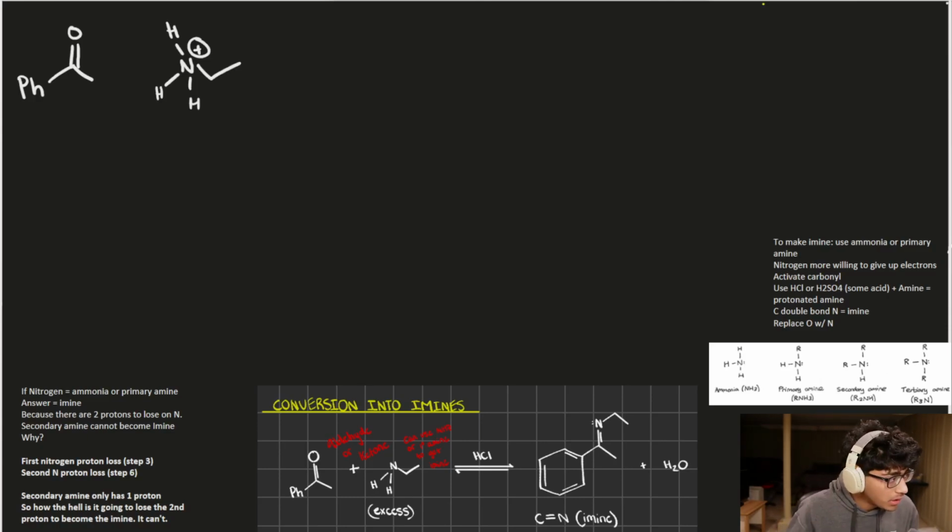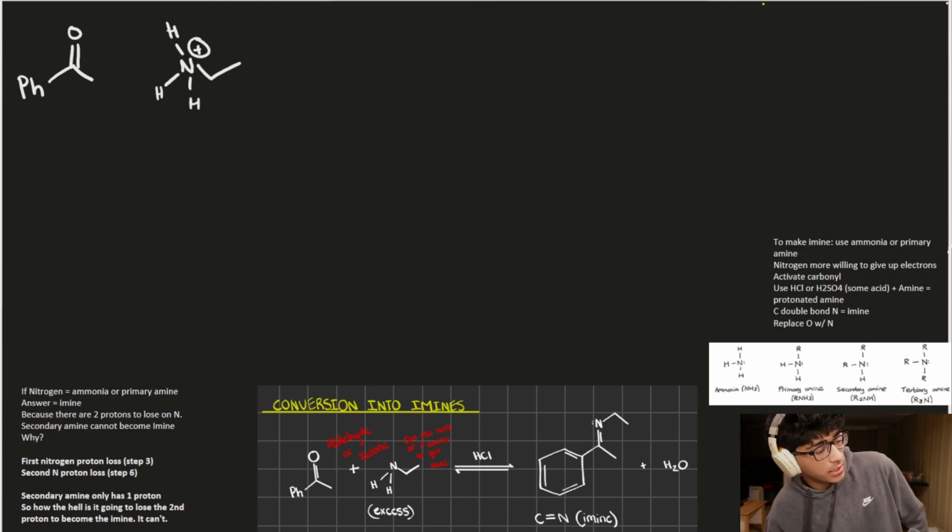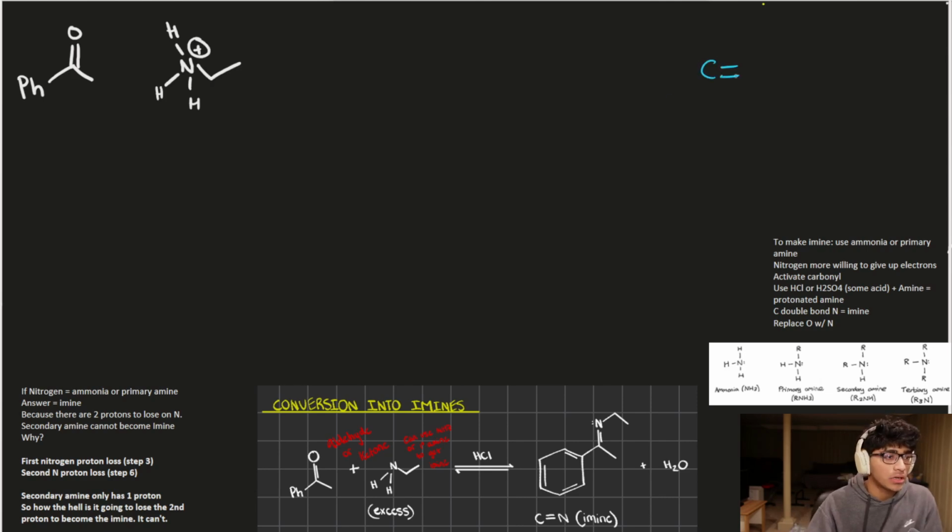Okay, we have this ketone and we're going to make an imine. An imine is basically just a carbon nitrogen double bond. I don't think it's anything crazy. That's really it. So we're going to form it.